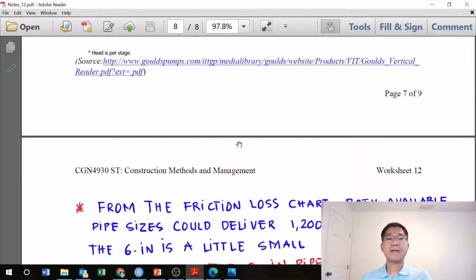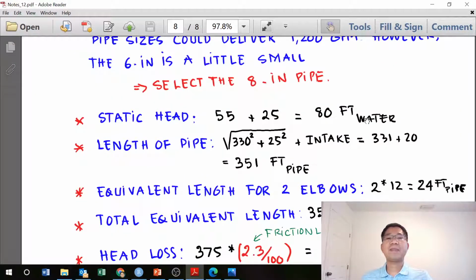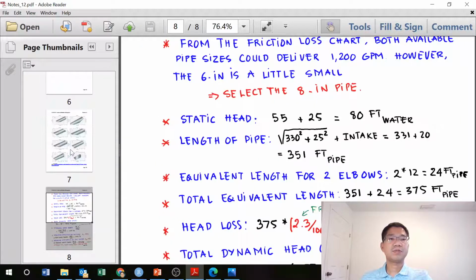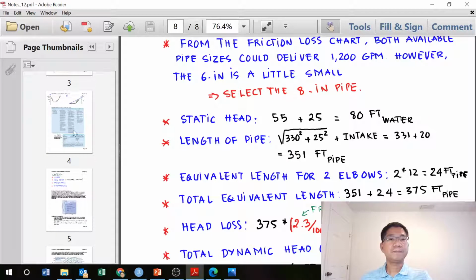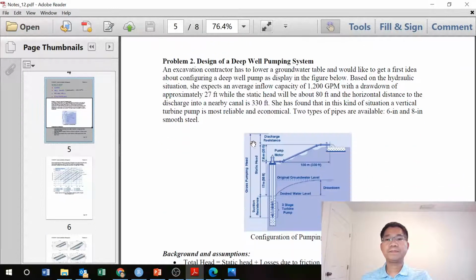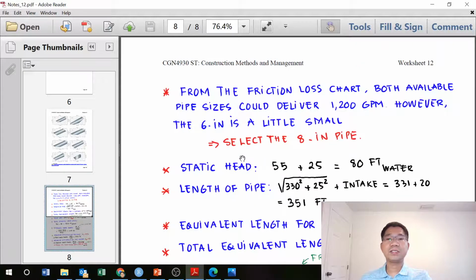So we can have that in here, 55, 25, 80 feet. And for the length of pipe, they have the square root, because from the drawing you can see in here that this is 330 feet and this is 25 feet. So assume that is the diagonal of a right triangle, the hypotenuse. You can use that equation to determine the length of pipe, plus the intake.